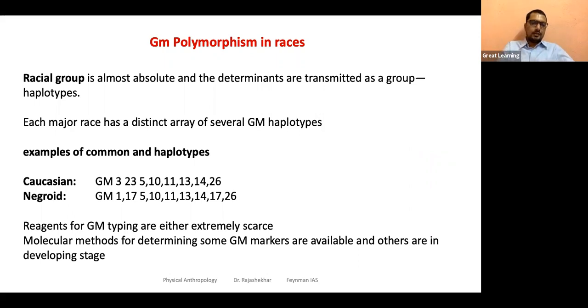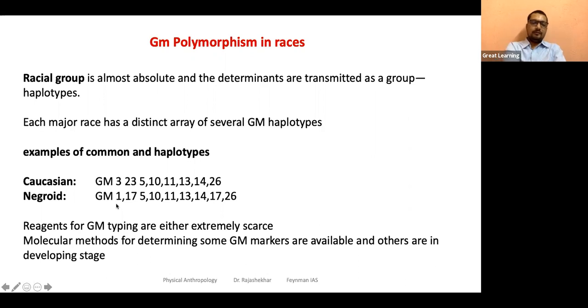For example, Caucasians have GM3, 23, 5, etc. This numbering we don't have to learn by heart. There's some Caucasian-specific IgG version there. They tend to have mostly GM3 polymorphism with 23, 5, 10, 11, etc. These are all the different numbers of alleles, or different names of the allele. Caucasians tend to have this version, whereas Negroids tend to have GM 1, 17, 5, 10, 11, 13, like that, with some shared elements, some different elements.